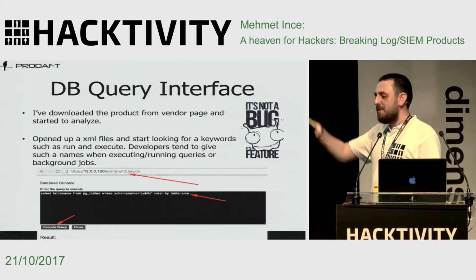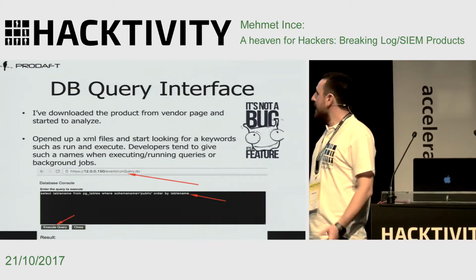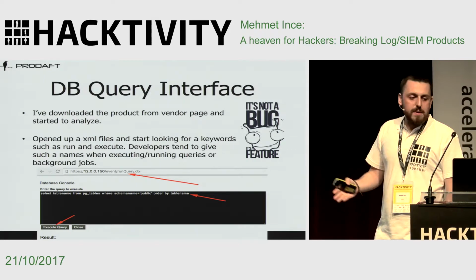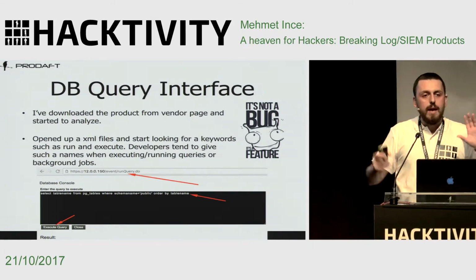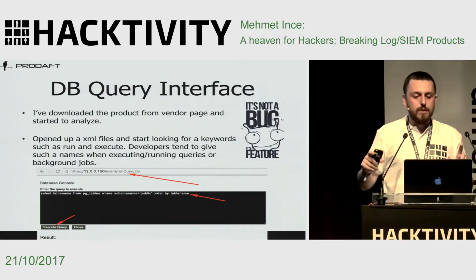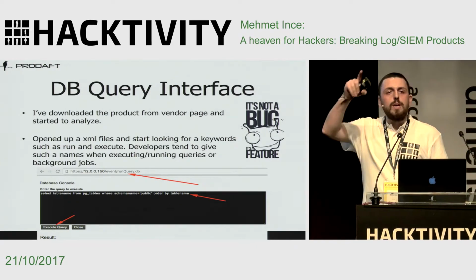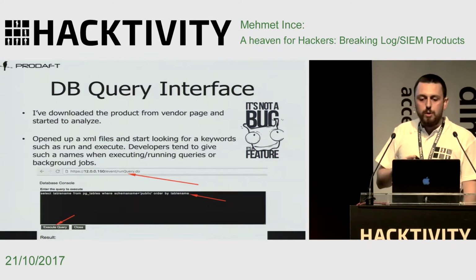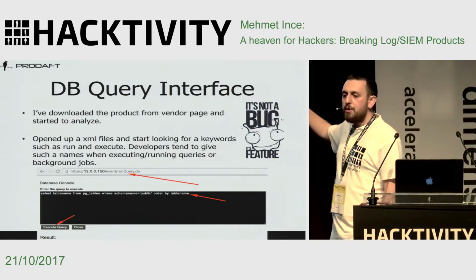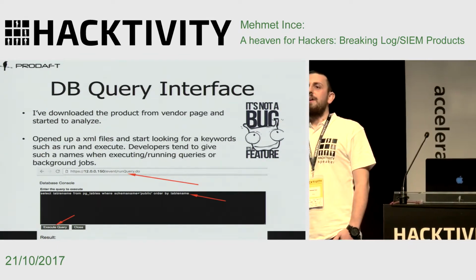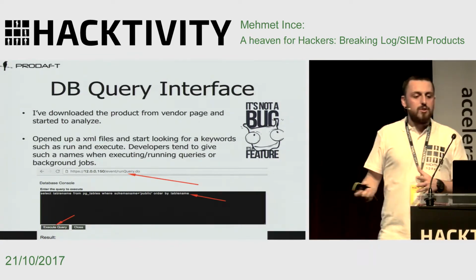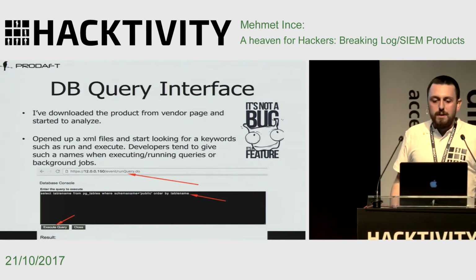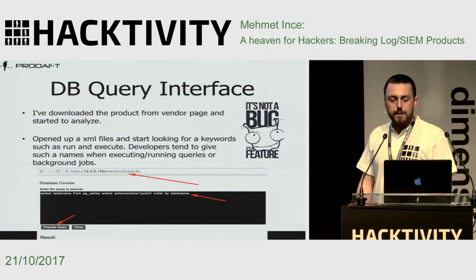Okay, we downloaded the latest version of the product from the vendor page again, and we opened up all the XML files because you can see the endpoints and the associated classes definition. And we started looking at the special keywords like run, like execute, because all the developers love to use those kind of keywords for the endpoints when they are executing queries or calling the background job, which can have very sweet vulnerabilities in here.